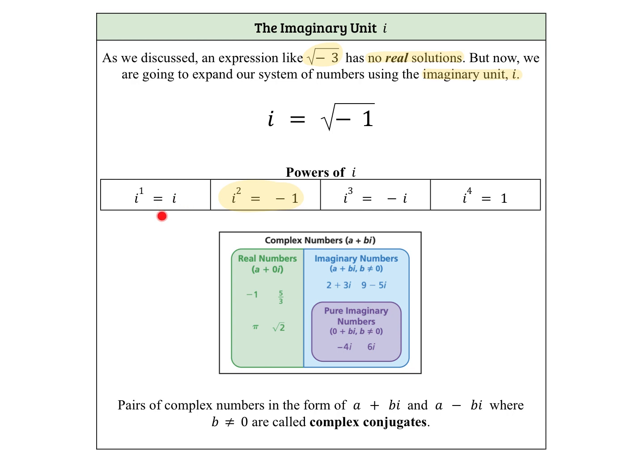So i to the 5th is i, i to the 6th is -1, i to the 7th would be -i, i to the 8th would be 1. And then that pattern just repeats. So it follows this pattern of 4 different powers, and then it just replicates. We will practice simplifying those higher powers of i today.